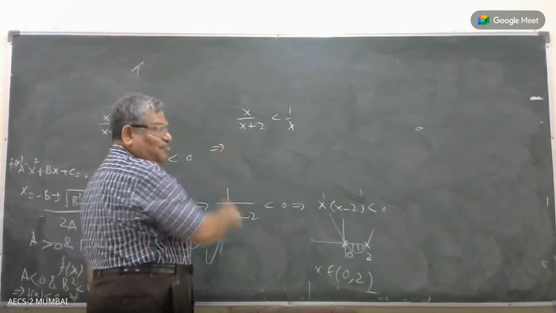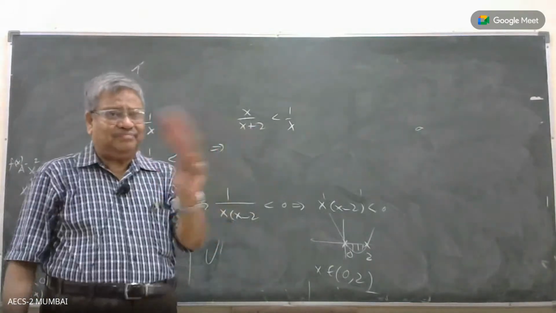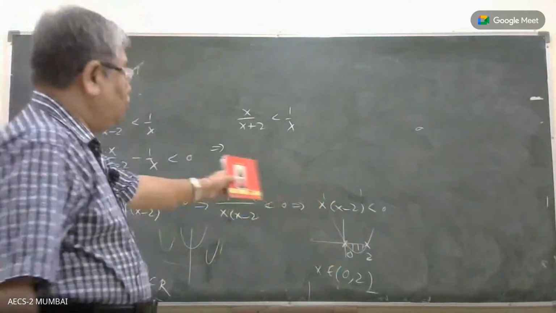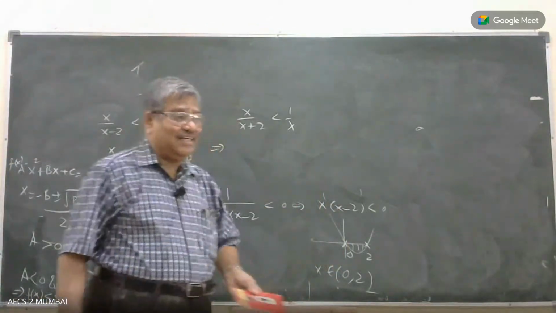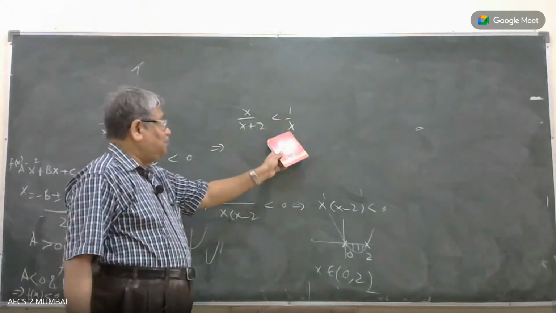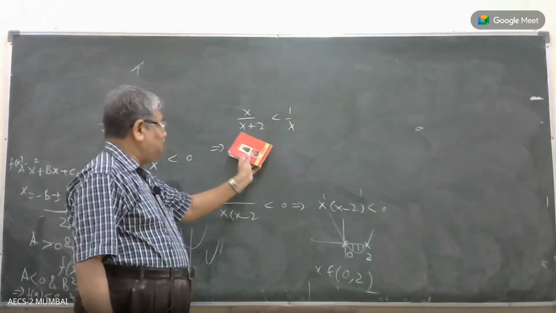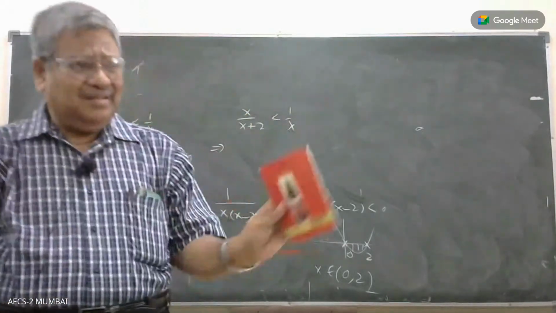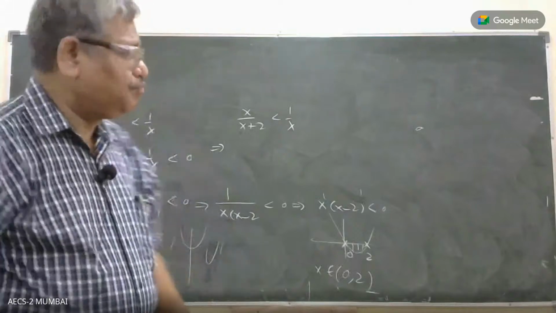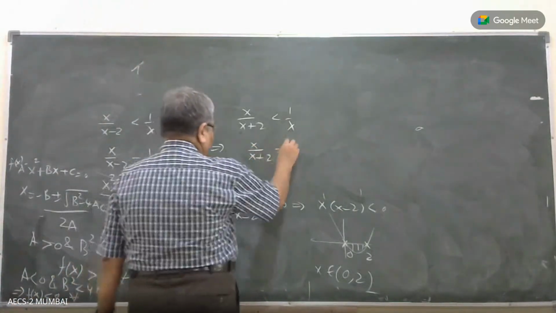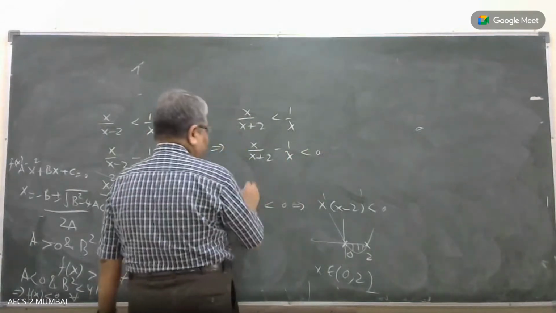Bring everything to one side. Don't cross multiply. It takes time. You will have to make cases. If you want to do it by cross multiplication, how many cases will be there? 4. This positive, this positive; this negative, this negative; this positive, negative; negative, positive. Four cases. Don't do that. Bring everything to one side. Right?